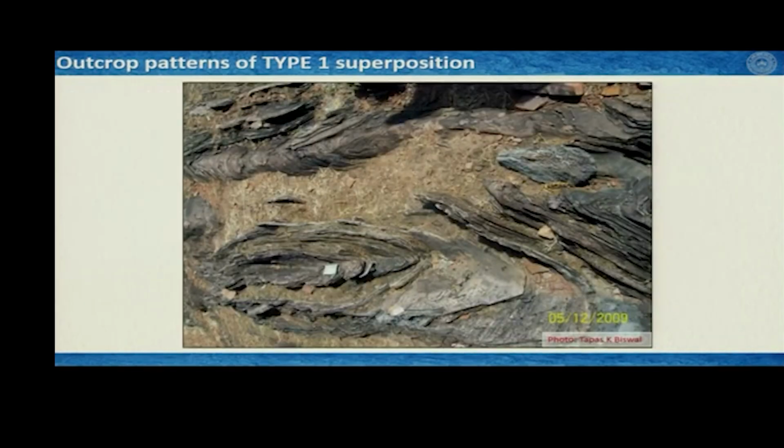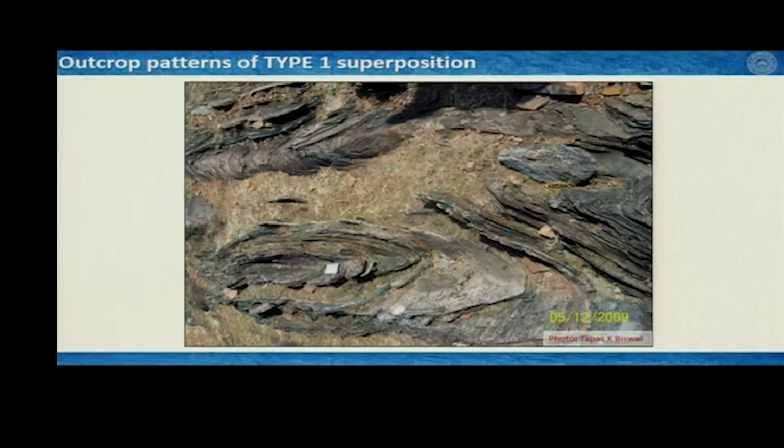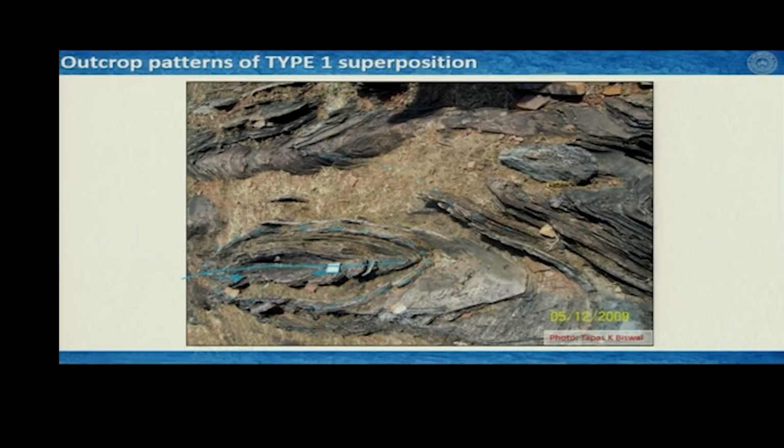Do we see them in the field? Yes, we see them in the field. As you can see here, you can figure out that these are some sort of folds going on here, and here you have a closure where the fold axis is going something like that, and here the fold axis is plunging towards this side, and here the fold axis is plunging towards this side. So they are converging here, and the beds are also dipping towards the center. So this is a basin.